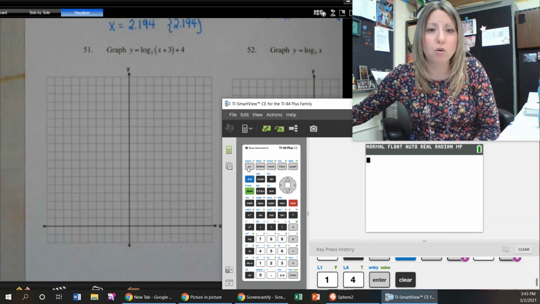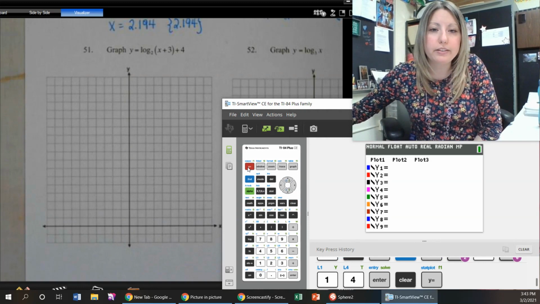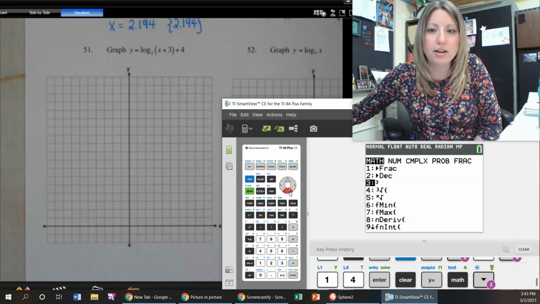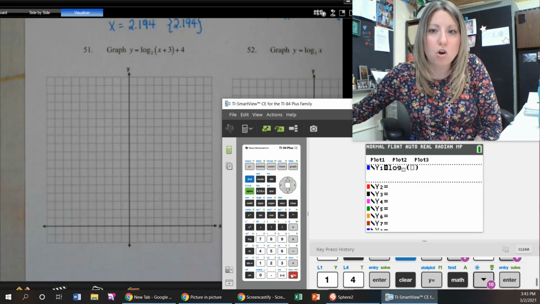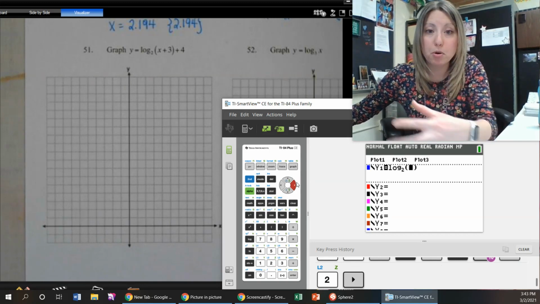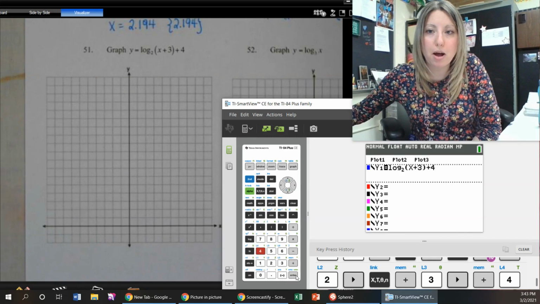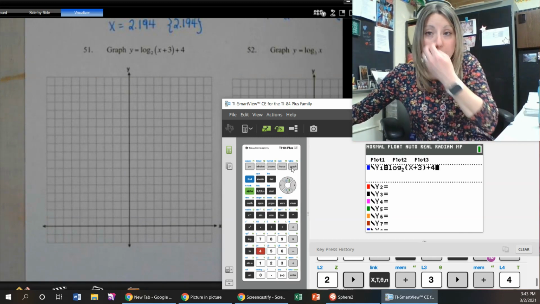Just go right here and go to y equals and say, if I have an 84, under math and way down at A, I have this log base here where I can put 2 in the base and I can arrow into the inside of the parentheses to put this x plus 3. And then I can arrow out of the parentheses to put the plus 4. Now the plus 4 just moves it up on the y-axis. So that's what's happening there.